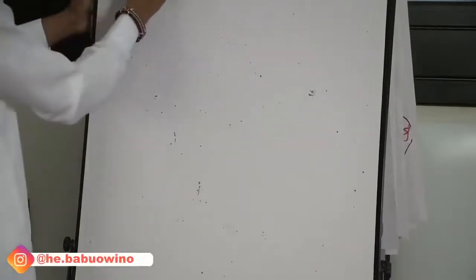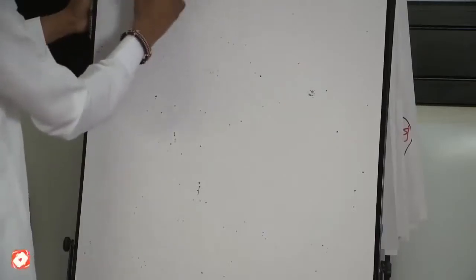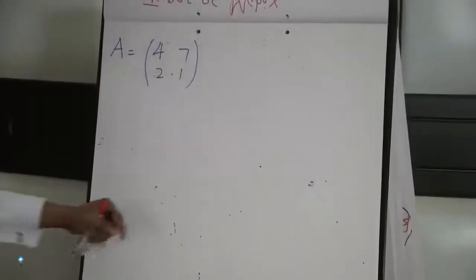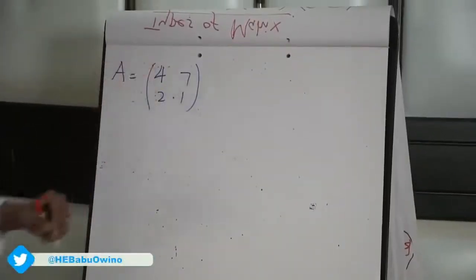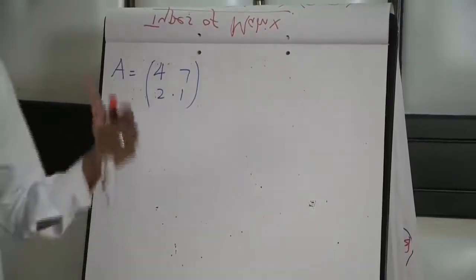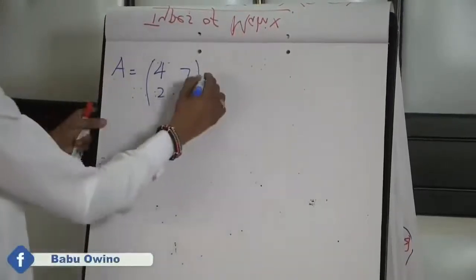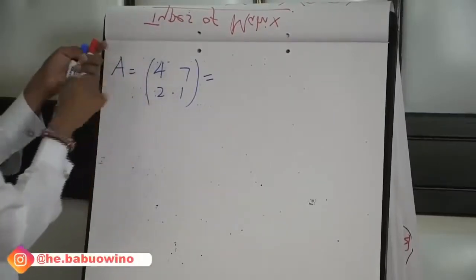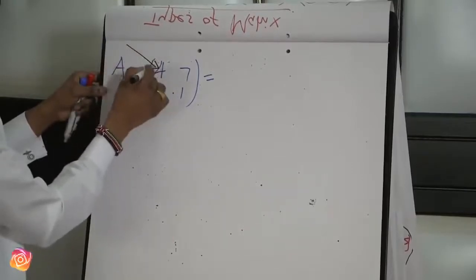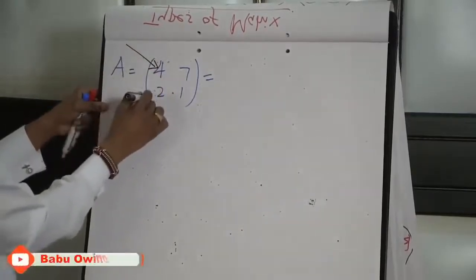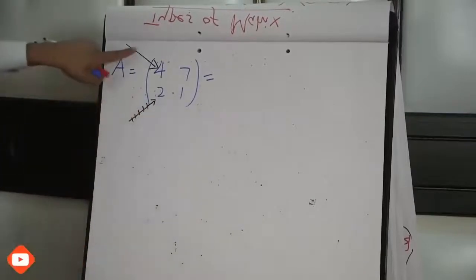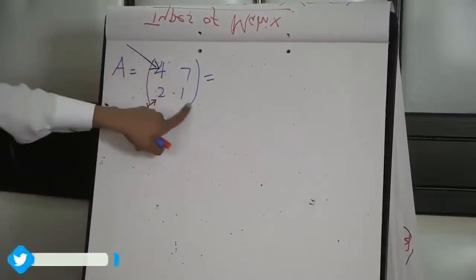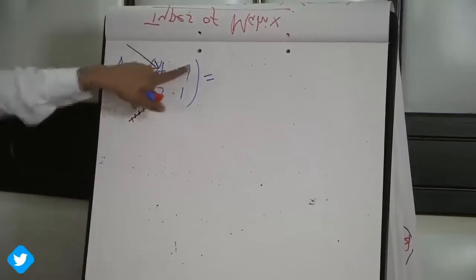Let's say we have matrix A equals 4, 2, 7, 1, and you are told to get the inverse of this matrix. Number 1, you get what we call the determinant of the matrix. How do we get the determinant of a matrix? I want you to be careful here. Let's call this diagonal the leading diagonal, and let's call this diagonal the other diagonal.